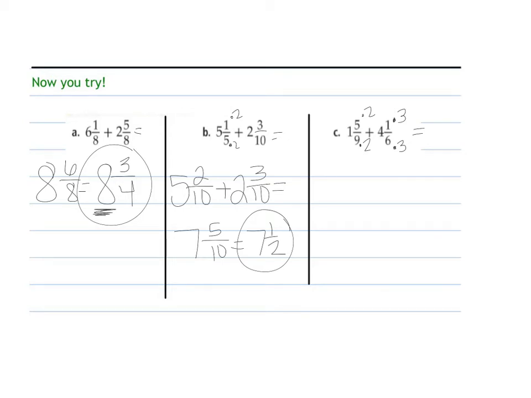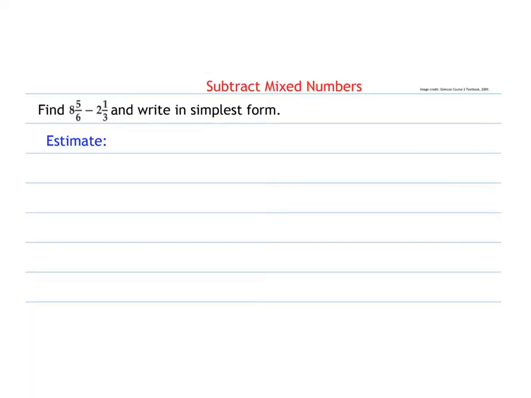So let's rewrite it before we do anything. 1 and 10/18 plus 4 and 3/18 equals 5 and 13/18. Subtracting mixed numbers, 8 and 5/6 minus 2 and 1/3 and then we write in simplest form.